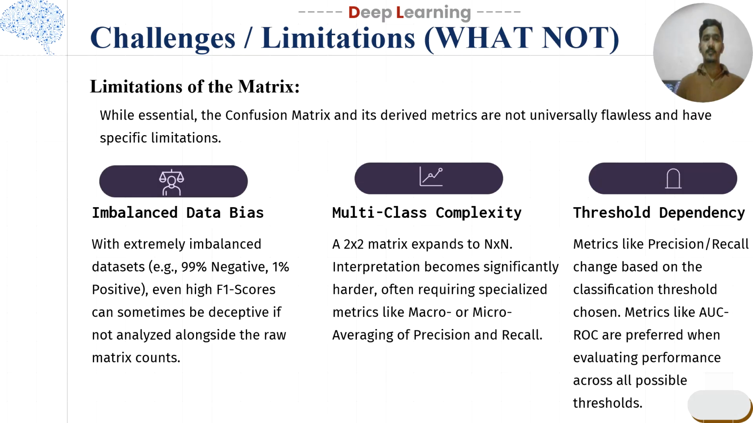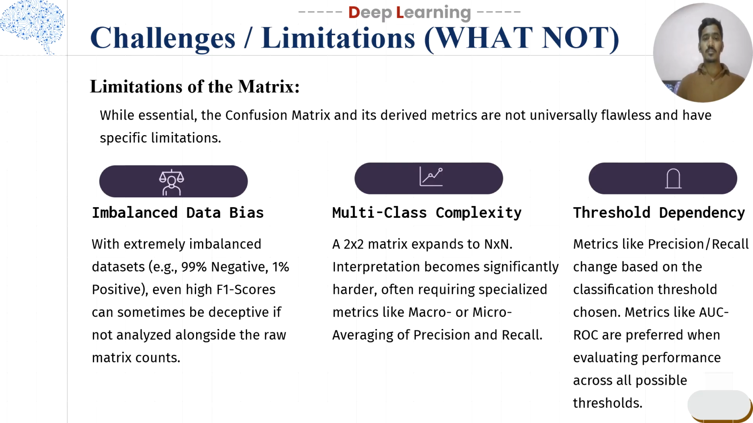Even though the confusion matrix is a very useful tool, it also has limitations. Things we must be careful about with the confusion matrix. First, imbalanced data bias. Sometimes one class has more samples than the other. This is called imbalanced data. For example, there are 95 healthy people and only 5 sick people. In this case, the model gets high accuracy by simply predicting the majority class, that is healthy, every time, but it still fails to detect the minority class, that is the sick class.